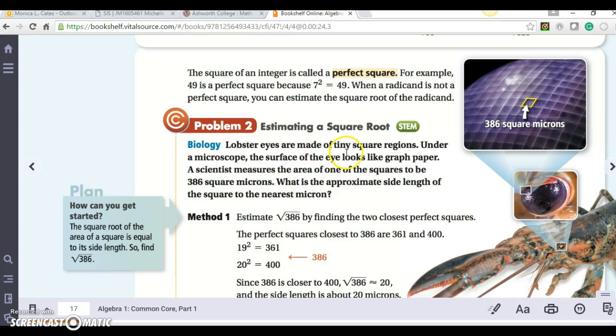Lobster eyes are made of tiny square regions. Under a microscope, the surface of the eye looks like graph paper. A scientist measures the area of one of the squares to be 386 square microns. What is the approximate side length of the square to the nearest micron?